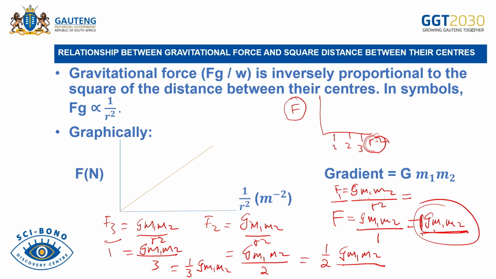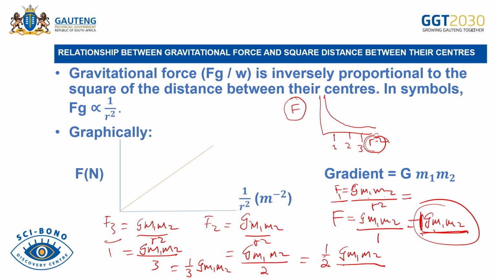Here the coefficient is 1, here it's 1 over 2, here it's 1 over 3. So you're moving from 1 to 0.5 to 0.33. When I increase R squared, F decreases. So because of this R squared, your graph will be a curve, something like this. This is the graph that shows the relationship between F and R squared. Now, let's look at F and the inverse of R squared.